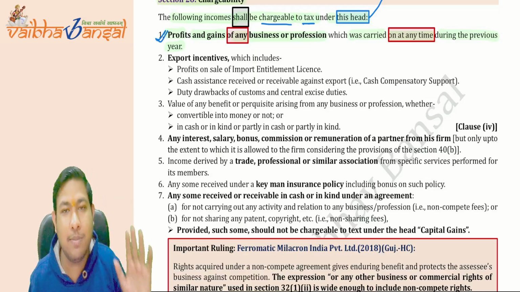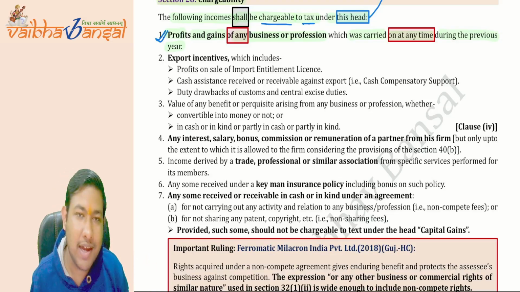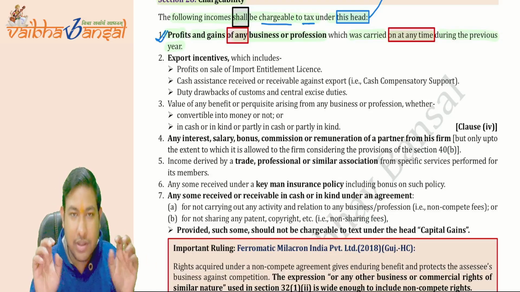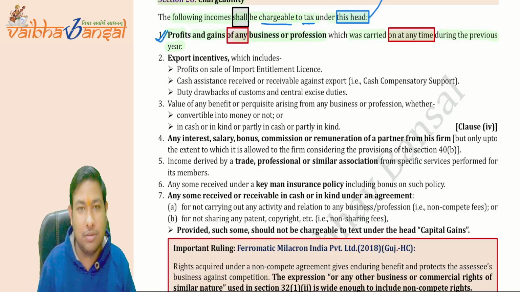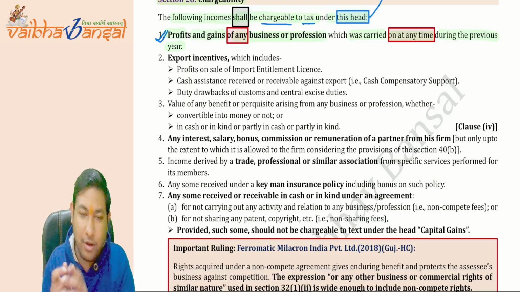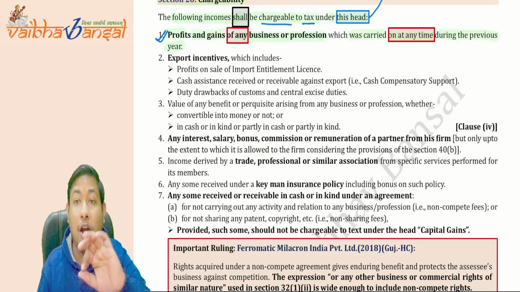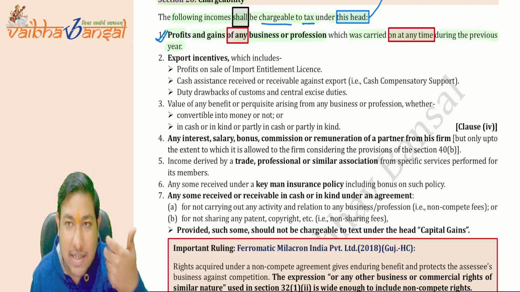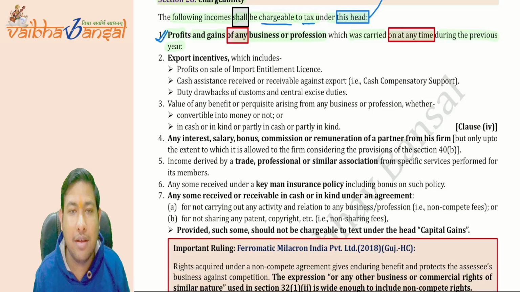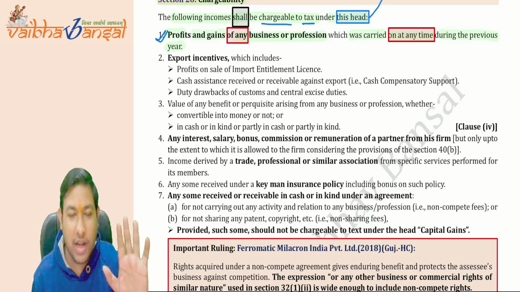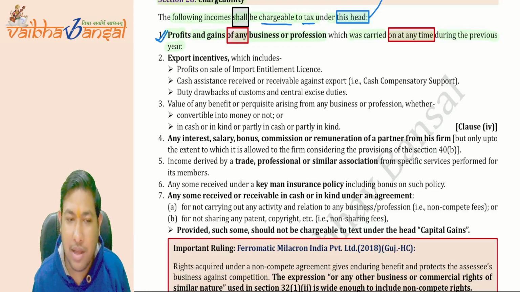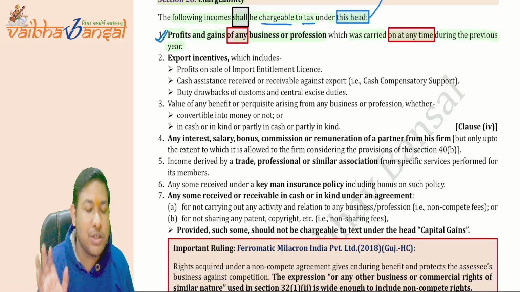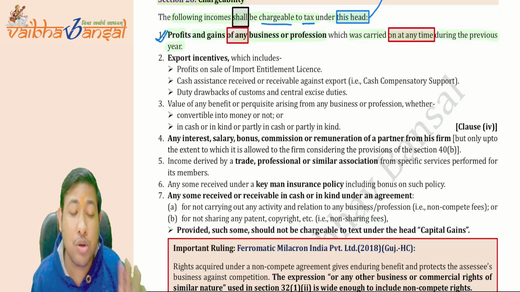So your illegal business income is also going to get taxed, if the government gets to know that it is an illegal business and that you have earned some profits or gains from that business or profession which was carried on at any time, like for one day only. In the previous year, if you have opened a business for one day only and earned some profits or gains from that business, that is also going to be taxed under PGBP.